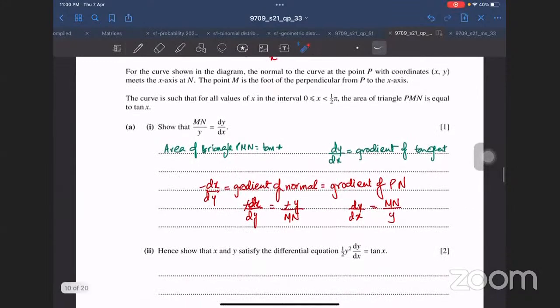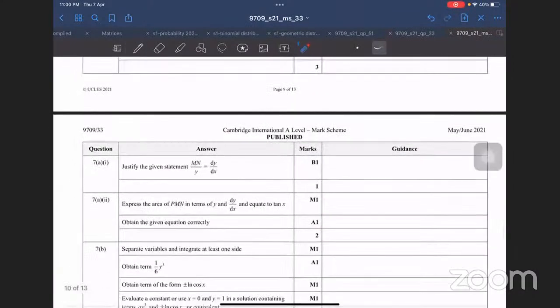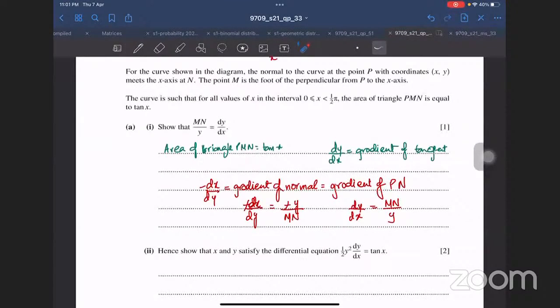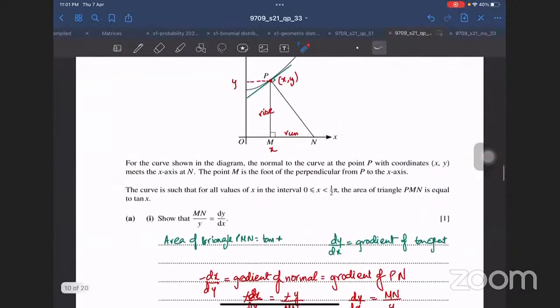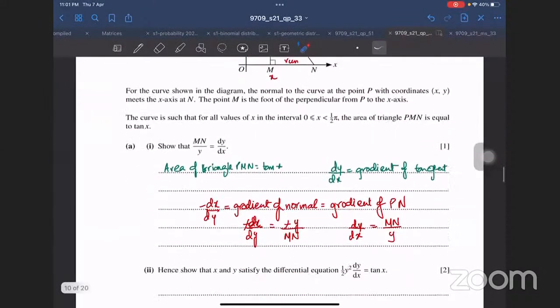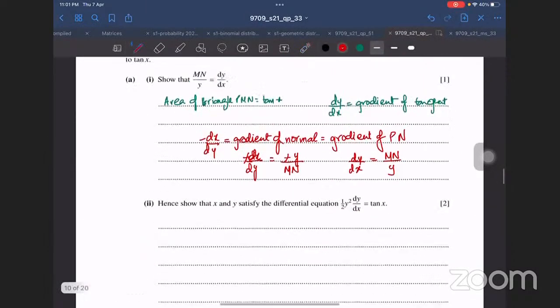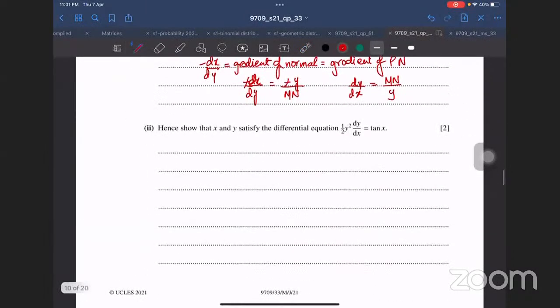Unusual question for 1 mark. Let's see what the marking scheme says. It says justify the given statements, or whatever justification you might have. Hence show that x and y satisfy the differential equation. So the other thing that the question was telling you is that the area of triangle PMN is equal to tan x.